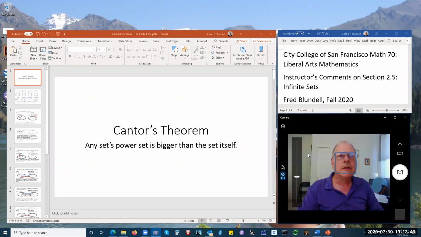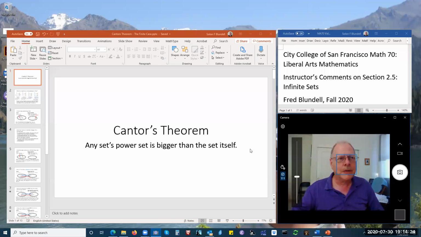This discussion is going to be about Cantor's theorem. So this is stated right at the end of section 2.5 in the textbook on infinite sets. The theorem says that the power set of any set is bigger than the set itself. And your textbook sort of just states this, but it doesn't show you why it's true, and it doesn't show you why that matters. And so I have a few slides here to go through that will explain this.